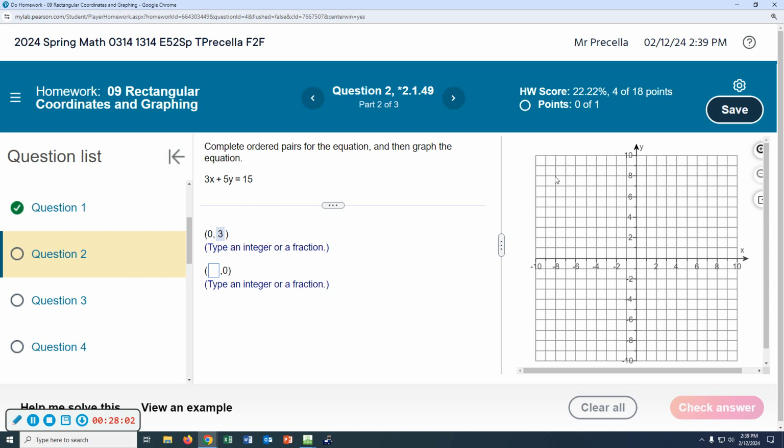So that says plug in 0 for y. Now, how do we know that it's y that we're letting be 0 instead of x? Because the 0 is in what position? The y coordinate. That's how we know to let y be 0. So we have 3x plus 5 times 0 is equal to 15. 5 times 0 is 0, so we have 3x equals 15. Divide by 3 to get x equals.